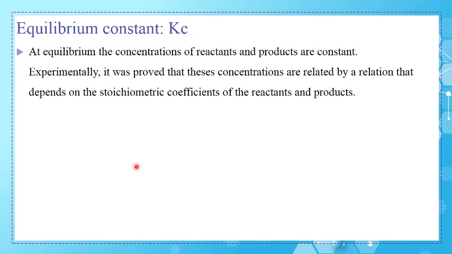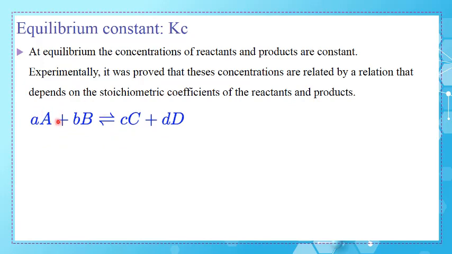What about the equilibrium constant? It is a very important idea called Kc. Look, at equilibrium, we said that the concentrations of reactants and the products are constant. Experimentally, scientists proved that these concentrations are related by a relation that depends on the stoichiometric coefficients of the reactants and the products. Look how.